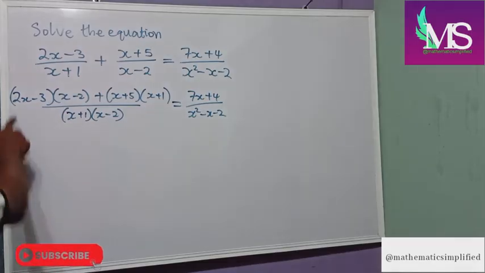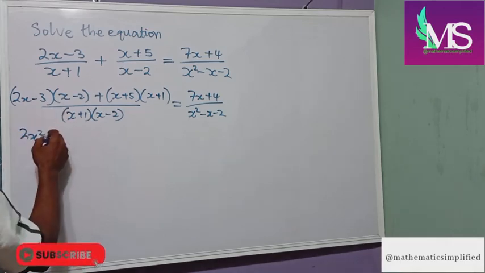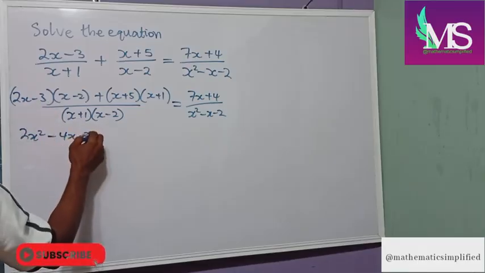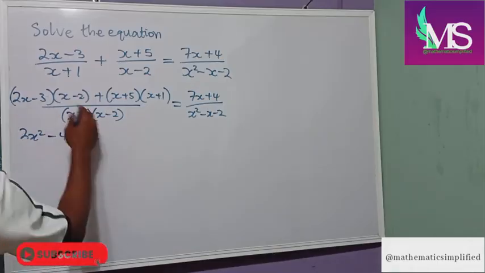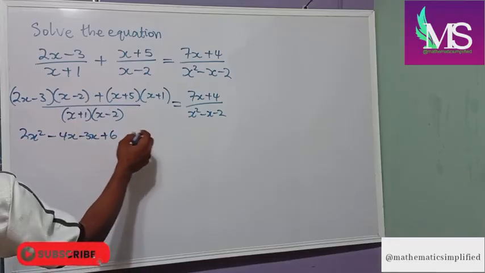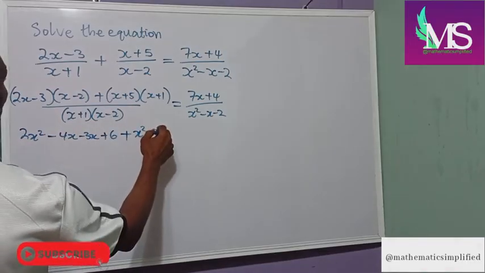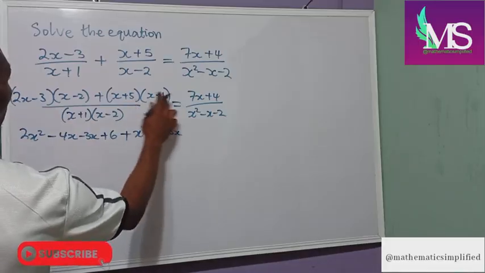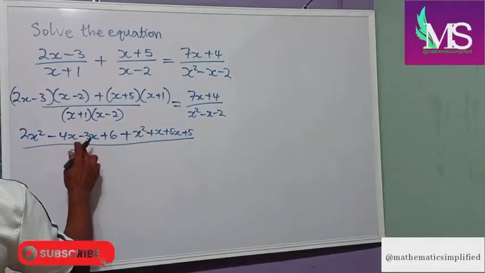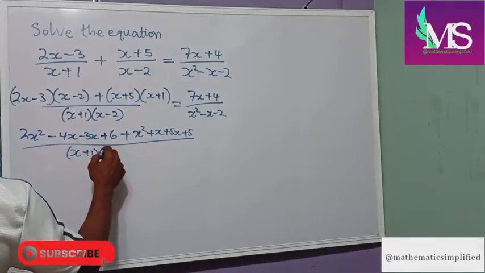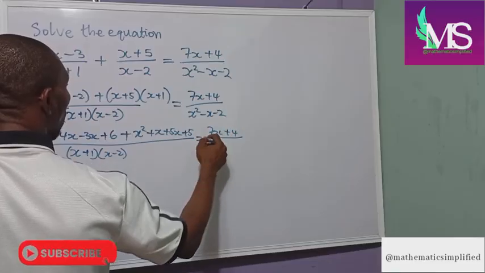Expanding this bracket, 2x times x will give us 2x squared, minus 4x, minus 3x, plus 3 times 2, 6, plus x squared plus x plus 5x plus 5, all over (x plus 1)(x minus 2) equals (7x plus 4) all over.